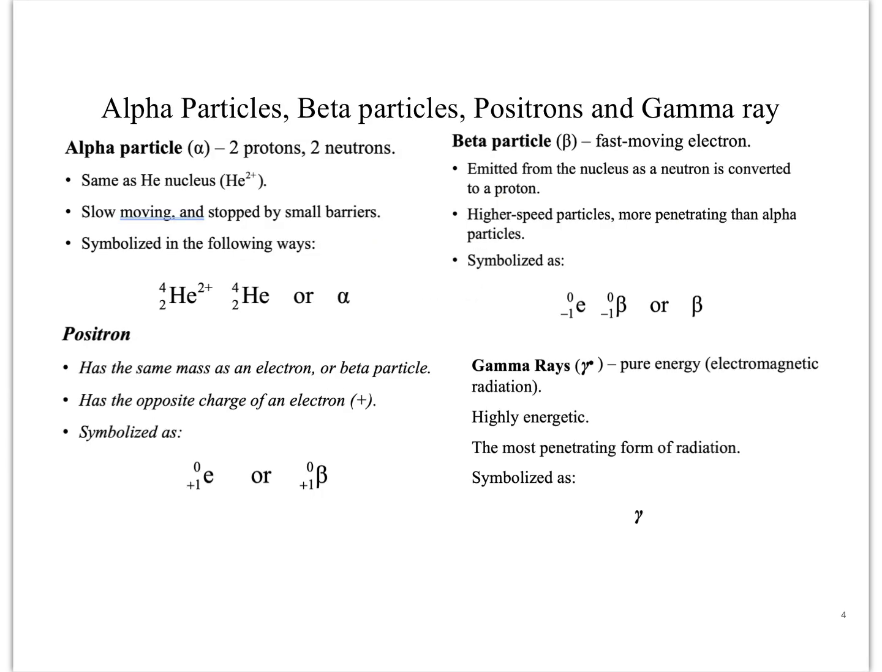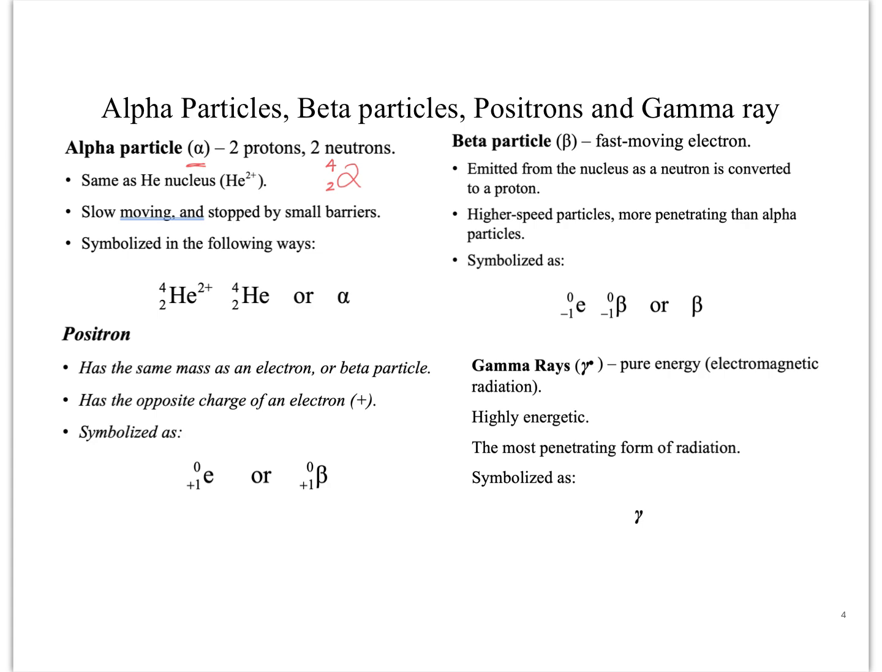The first one is the so-called alpha particle. We use the symbol alpha to indicate it. And what is an alpha particle? It has 2 protons and 2 neutrons. So we can write alpha, and we know that it has 2 protons, so the proton number is always at the bottom, and 2 neutrons, so protons and neutrons together are 4, so the mass number is 4.